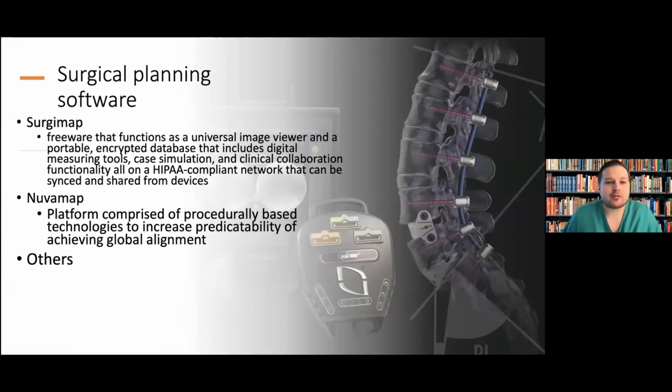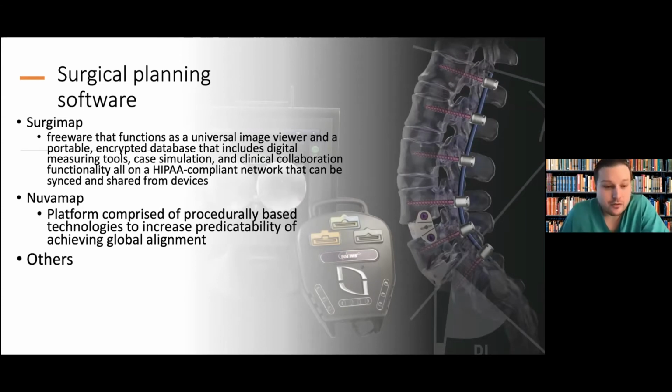So now, how to plan the surgical procedure? Well, there's several different options. There's software that you can download for free, and the one that I'm most familiar with is SurgiMap, and it's a universal image viewer. It has an encrypted database that is HIPAA compliant, and what's special about this is that you're able to simulate the cases, whether it's an osteotomy or a hyperlordotic graft. You can actually dial that in to your cassette and simulate the correction, and they monitor how if you've achieved the correction that you need.